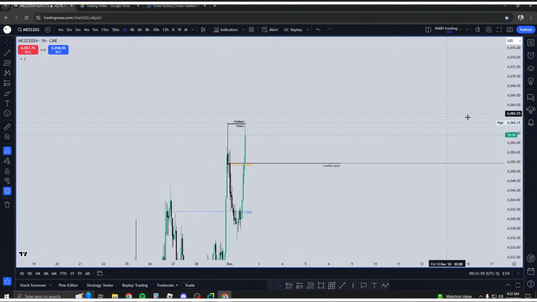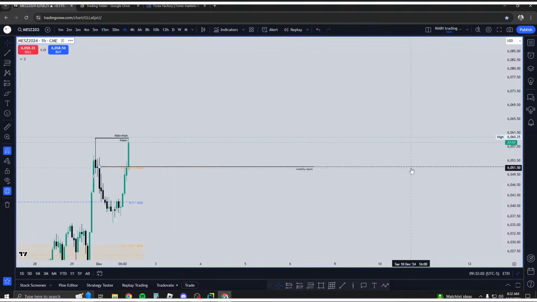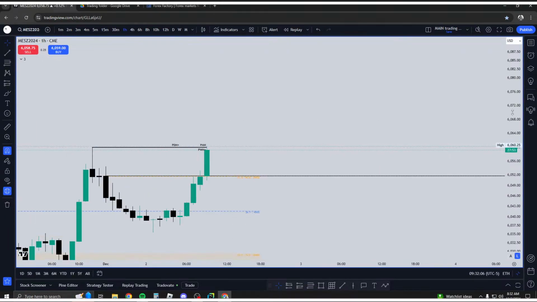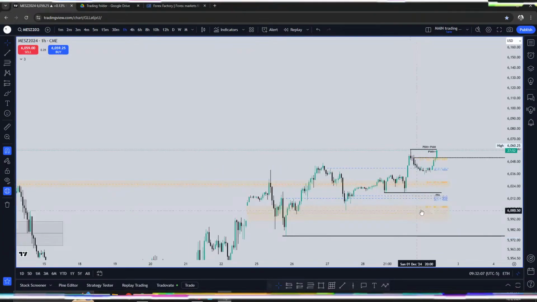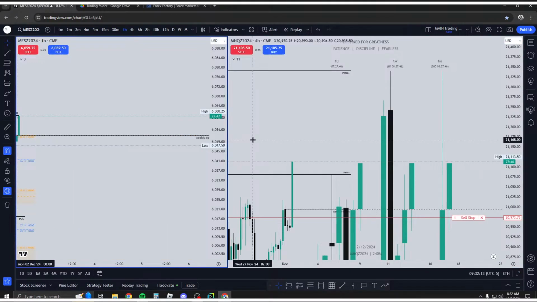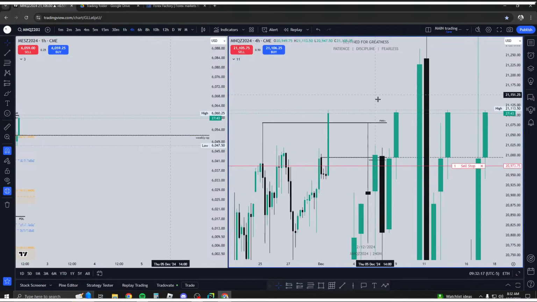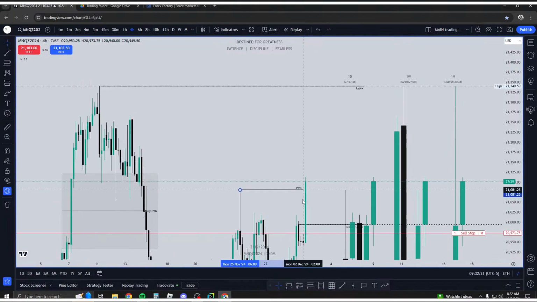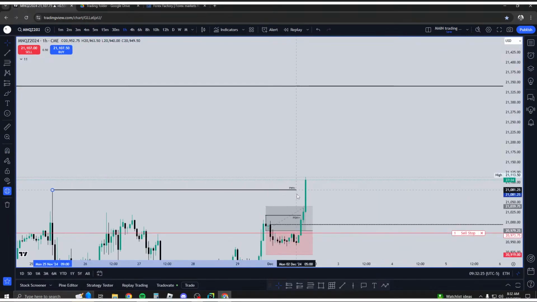So because we took out previous week's high and previous month's high on ES, and we have yet to take out previous month's high on NQ, I wouldn't be too surprised if there's going to be a top here. But like I said, anything could happen, so I'm not really going to force anything.